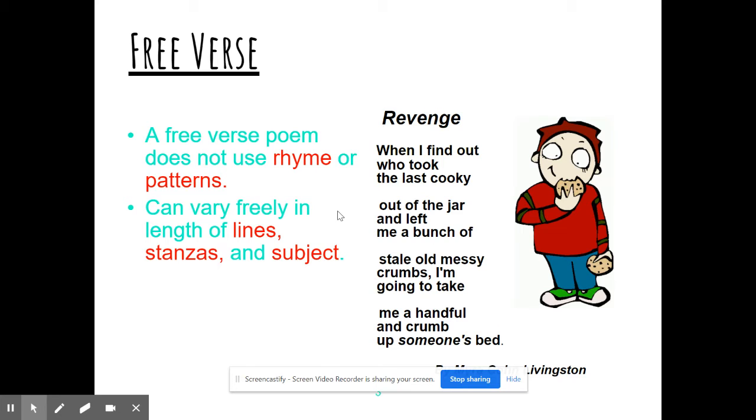Okay, so in that first stanza, he's setting the stage and talking about finding who took the last cookie. We don't see anything that rhymes. Out and cookie, or took and cookie, none of those rhyme. And there's not really a particular pattern. Some poems have a rhythm like a song. This one doesn't. So that's a free verse poem.